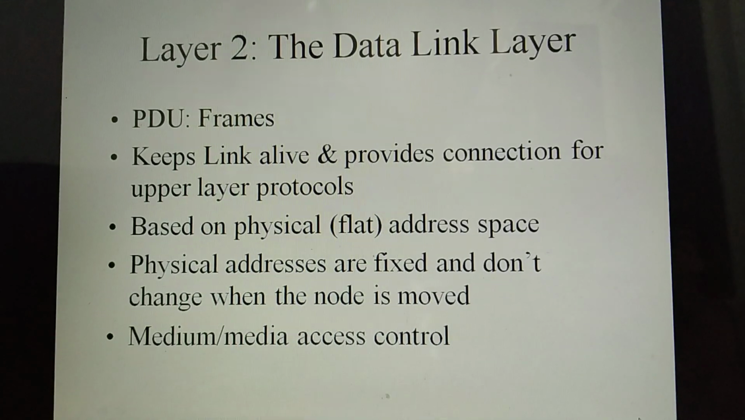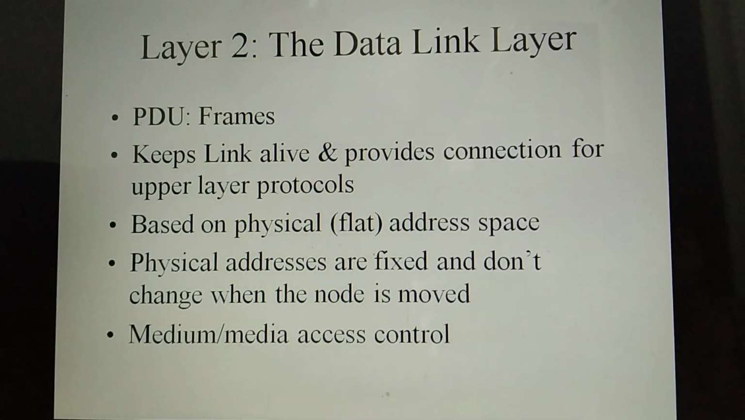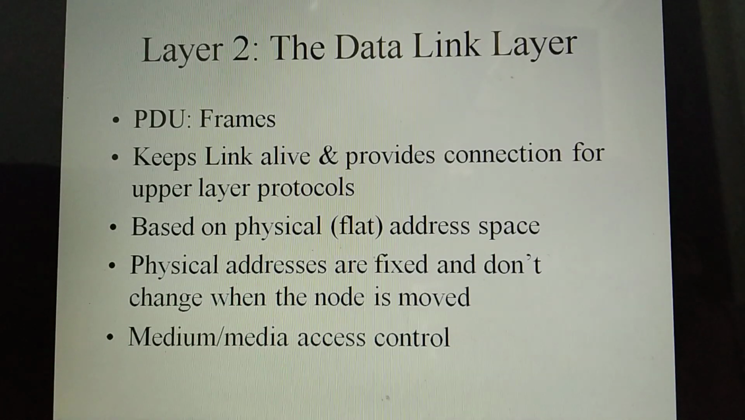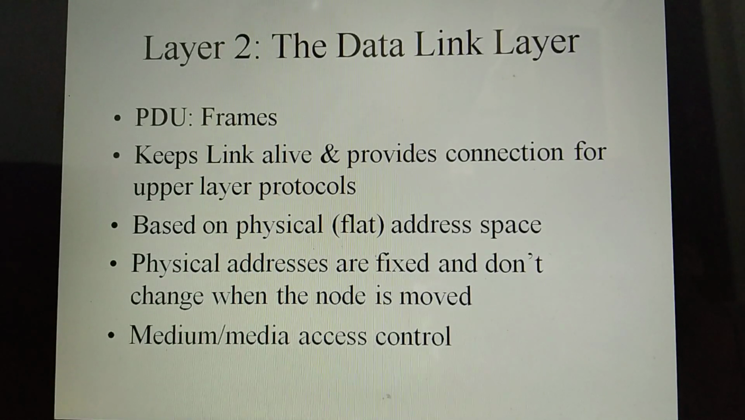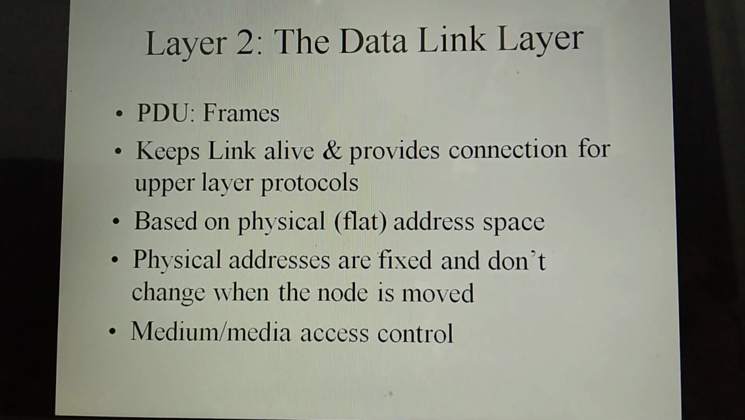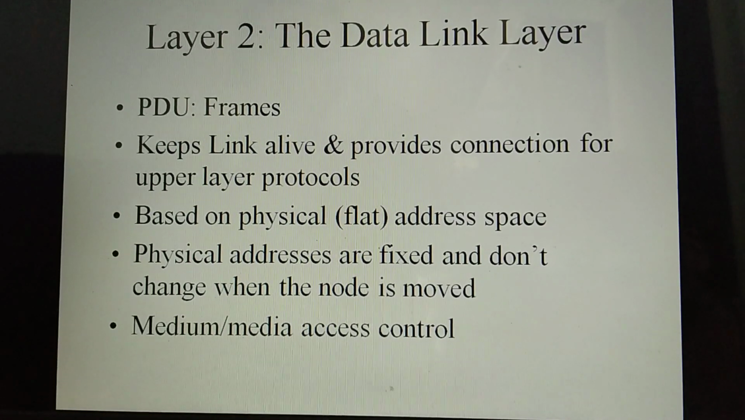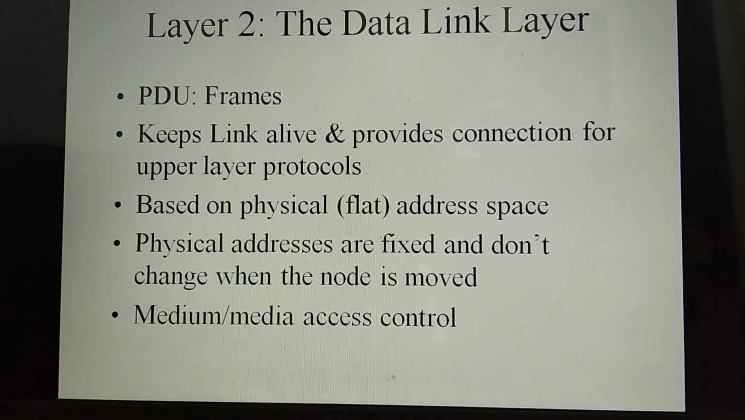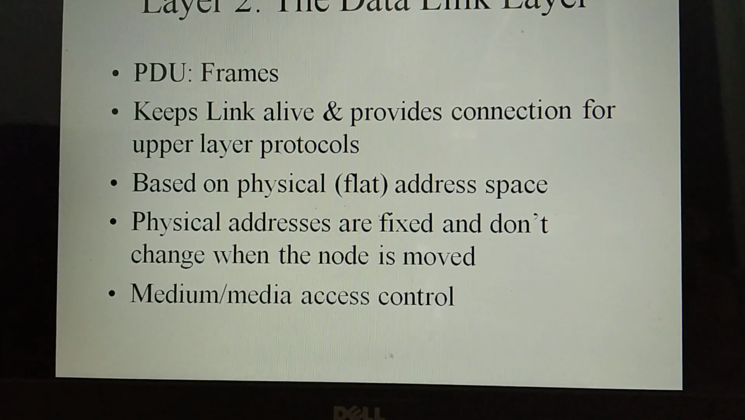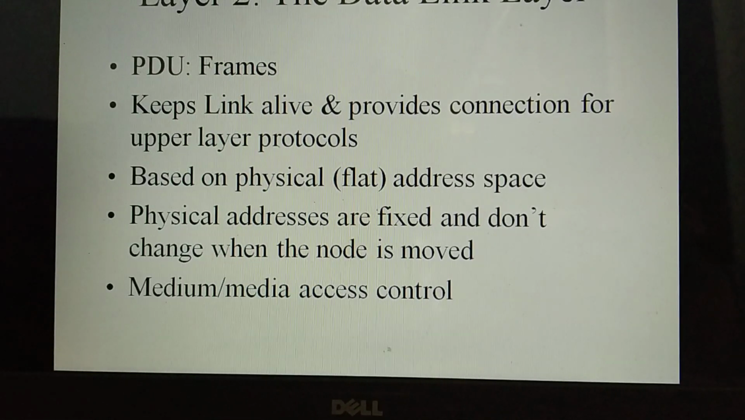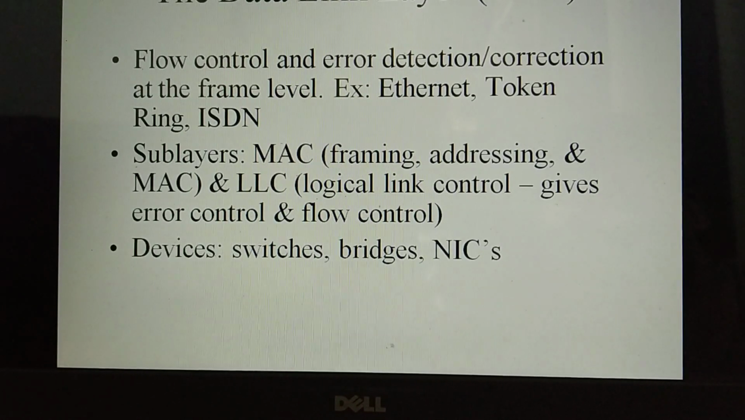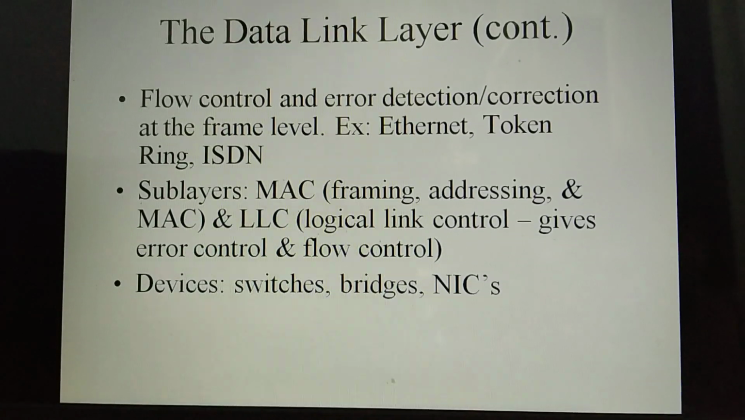The second layer, data link layer. Here the protocol data units are frames. The data link layer keeps the link alive and provides connection for the upper layer protocols. It is based on the physical or flat address space. The physical addresses are fixed and it does not change when the node is moved. It provides the media access control, flow control, error detection and correction at the frame level.